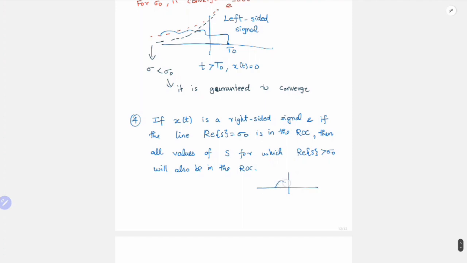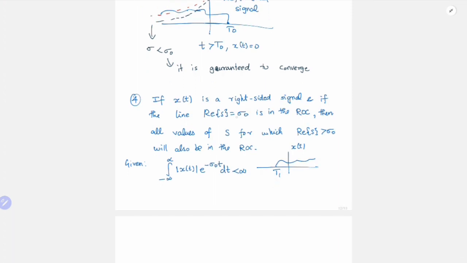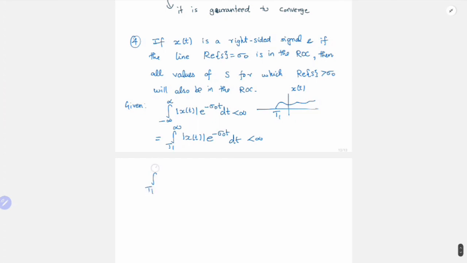So again, let us assume the signal is something like this. It starts from t1, and we are given that the integral of mod x of t e power minus sigma naught t dt is less than infinity, because it is absolutely integrable, because then only sigma naught will be in the ROC. So this is equal to the integral from t1 to infinity of mod x of t e power minus sigma naught t dt. We know that this is less than infinity. Now I want to find sigma such that this is less than infinity.